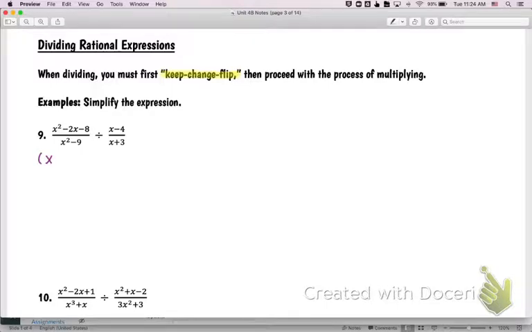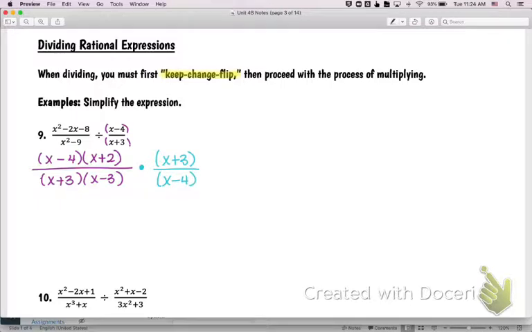So this one, what multiplies to -8 and adds to -2, I get x minus 4, x plus 2. X squared minus 9 is a difference of squares, x plus 3, x minus 3. This one, they're both already factored, but now this is where we're going to change to multiply, flip the fraction. Okay? Once we have that, now we know how to multiply, so we know what to do. X minus 4's divide out, x plus 3's divide out, and it looks like all we have left is x plus 2 over x minus 3.